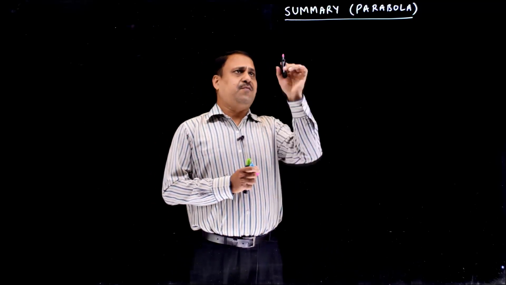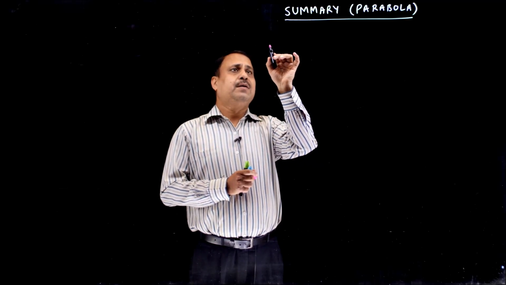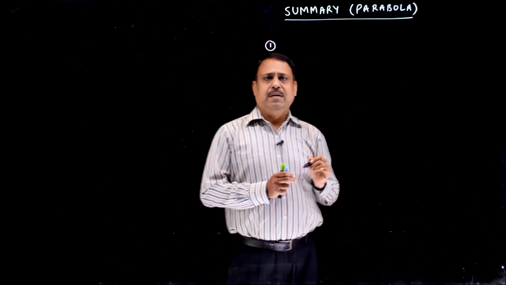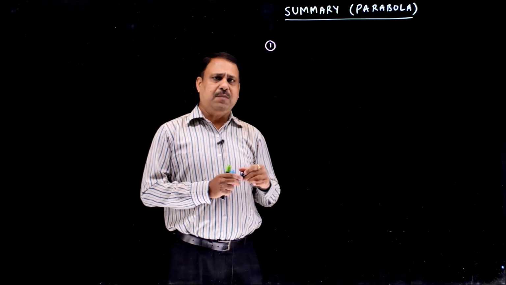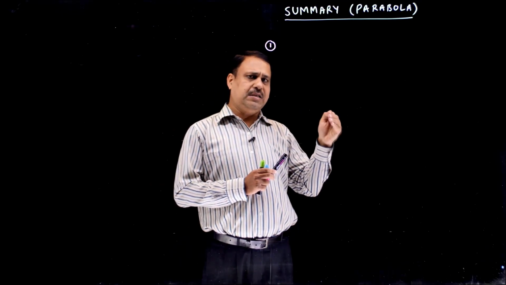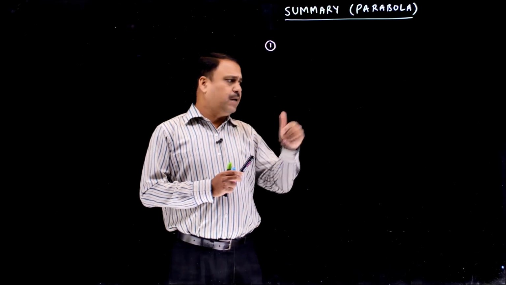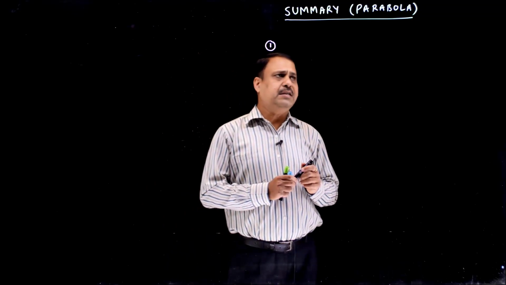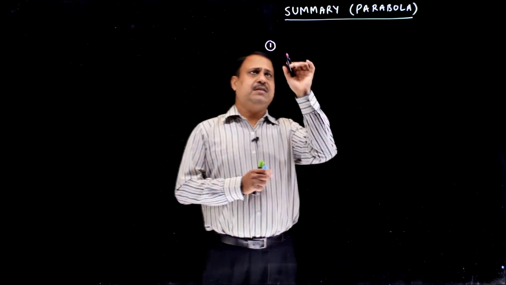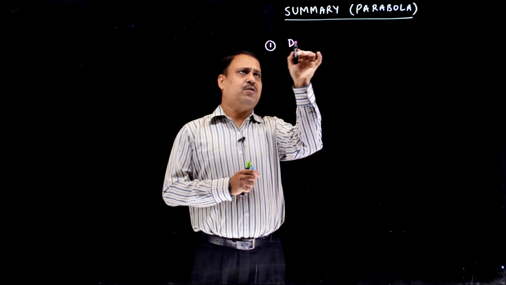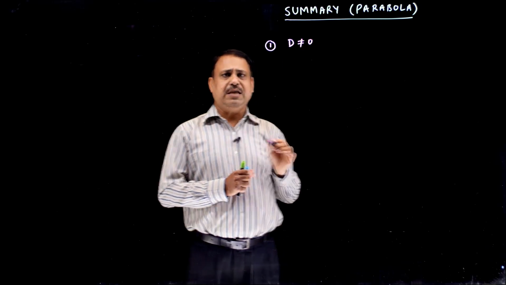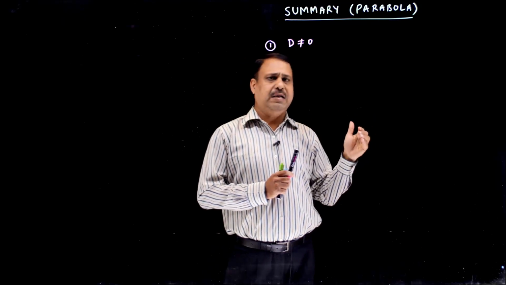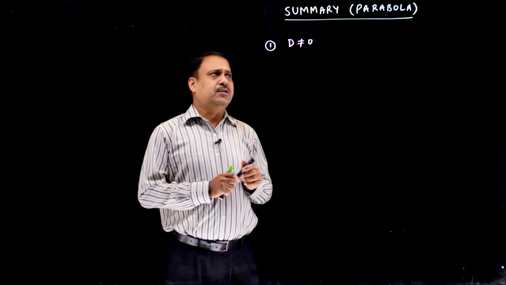So for parabola, first of all, if you remember a second degree equation, ax square plus 2hxy plus by square plus 2gx plus 2fy plus c is equal to 0, a second degree equation, can represent all conic sections plus straight line plus circle, etc. everything. So when does it represent a parabola? First condition was discriminant D must not be equal to 0. Discriminant D means abc plus 2fgh minus af square minus bg square minus ch square, that you can see in the notes. D must not be equal to 0.